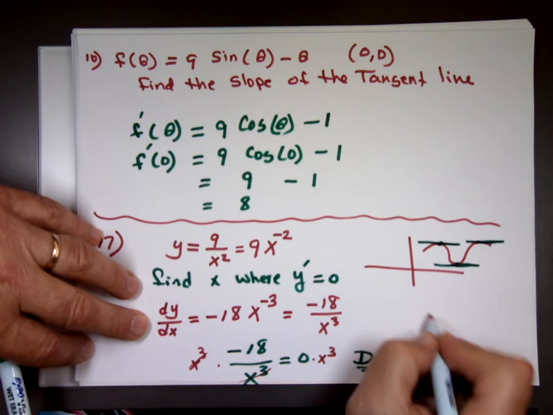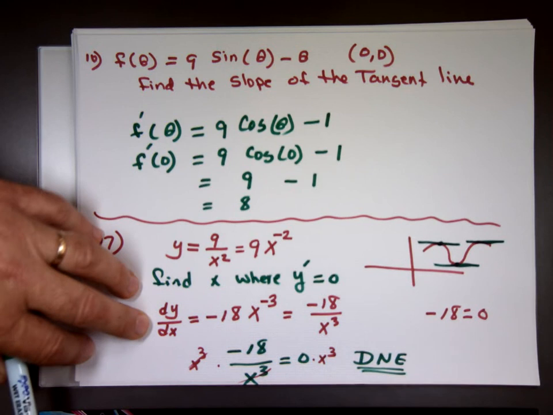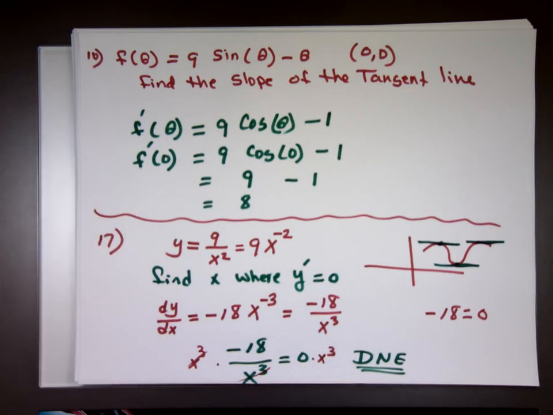So you have negative 18 equals what? What is 0 times x cubed? How often have you looked in a math book and seen negative 18 equal to 0? All the time. Very good.